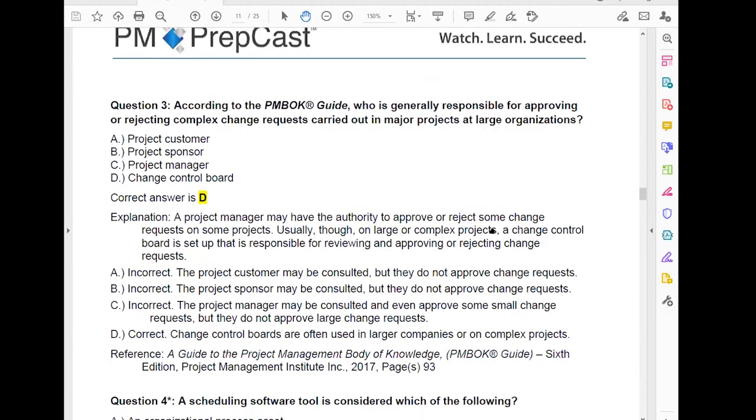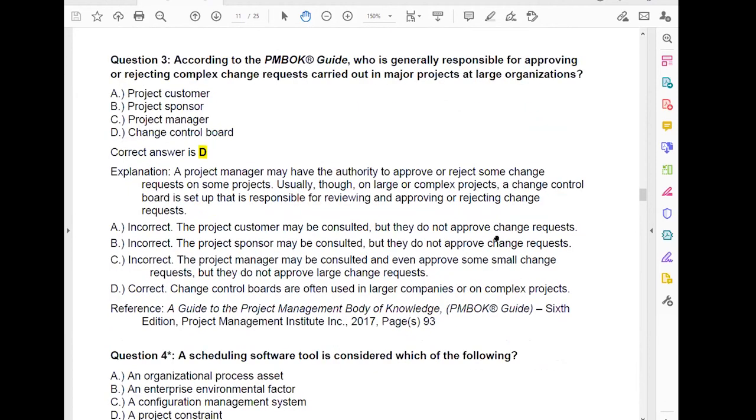Okay, number 3. The answer is letter D. I think someone got the correct answer for this. That's the tricky one. PM or the CCB. Change control board. So this board is the one who will approve the change request. So normally in a big project they will have the CCB, but in a smaller project, the project manager is the CCB.